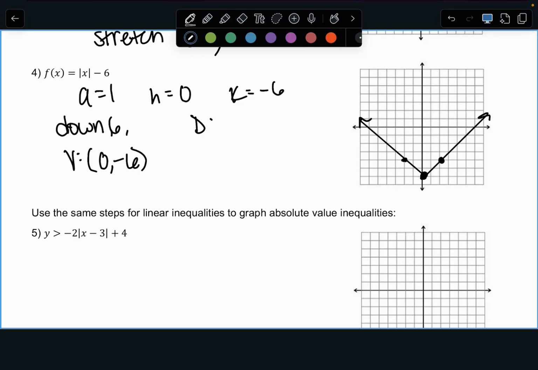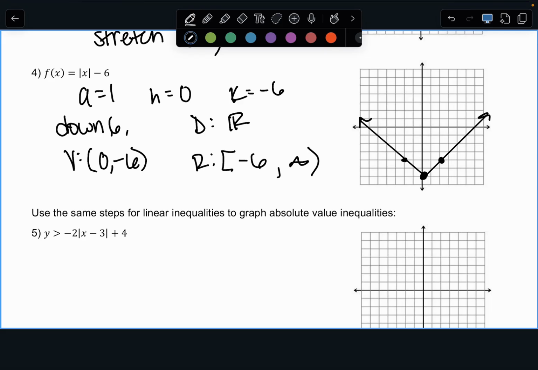Okay. Last thing, domain. All real numbers, always. Range, what value do I start at? -6. Do I go to infinity? Yes. Perfect. Questions on that one?